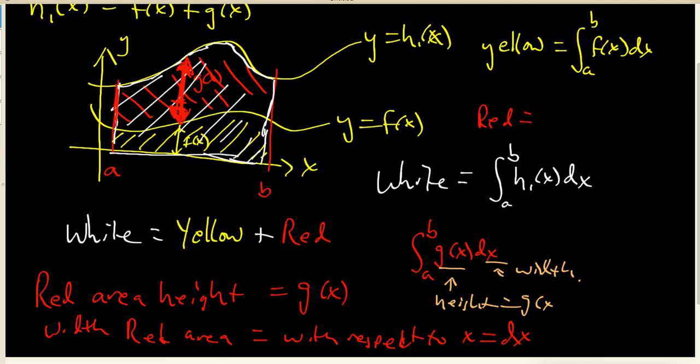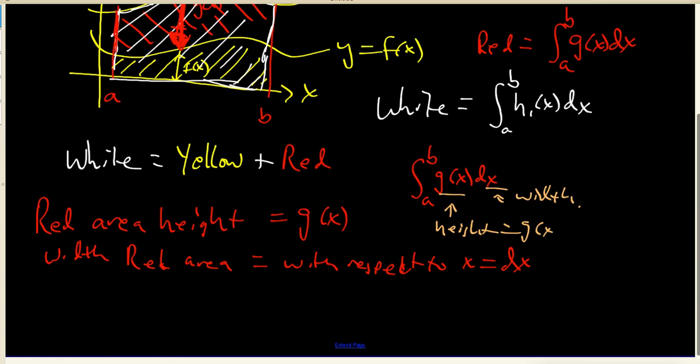So this red integral, this red area, we can now write as an integral, is going to be the integral between a and b of g of x dx. And what I now want to do is look at this particular formula and rewrite that formula in terms of these integrals.